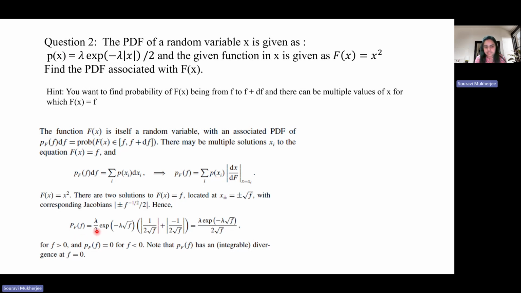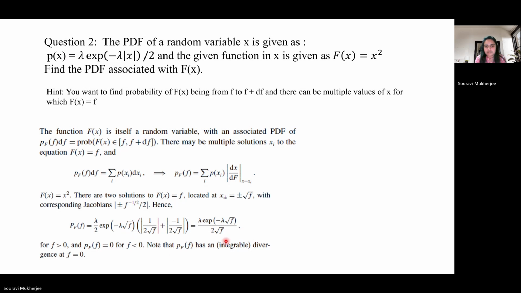So p of f is lambda by 2 into e to the power minus lambda root f, which is nothing but p of xi, okay, from this definition. And then you are doing a summation over all the possible values of xi, where xi can be plus or minus root f. So you just substitute it here, and this is the form that you get, right? So now this is your new probability density function.